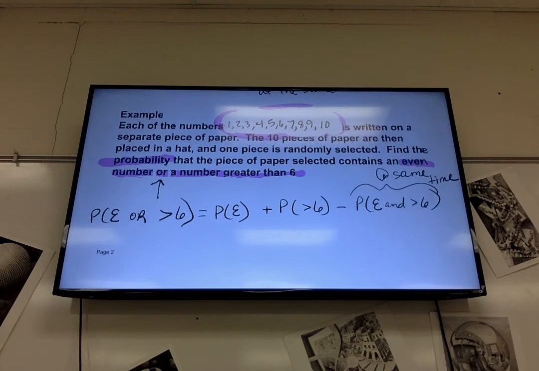So, the probability that it's even. We look up here at the numbers. Even numbers are 2, 4, 6, 8, 10. Exactly. So it's 5 out of 10 that are even. Now I'm not going to reduce it until the end, because when you add fractions, you want to have a common denominator. So it's better to leave it alone, and then we reduce at the end.